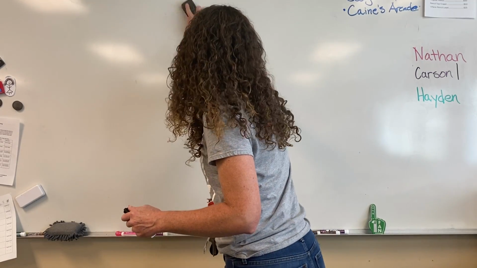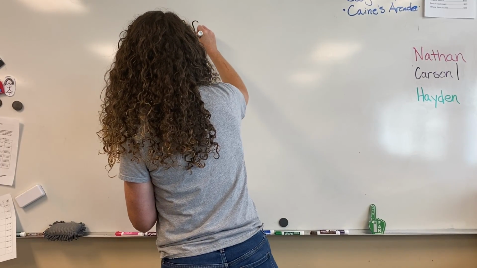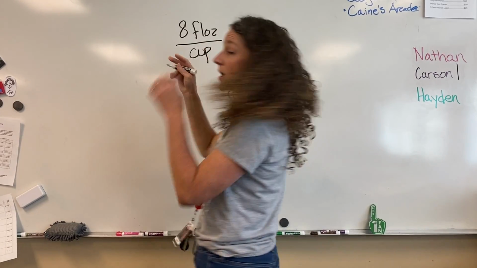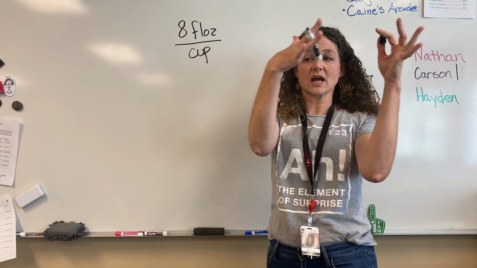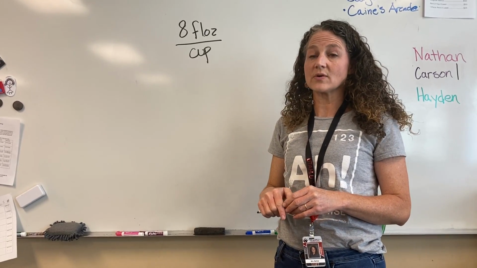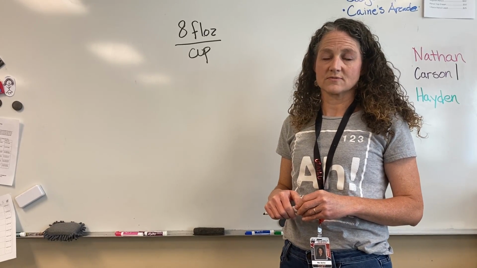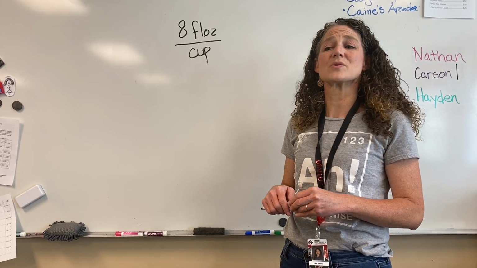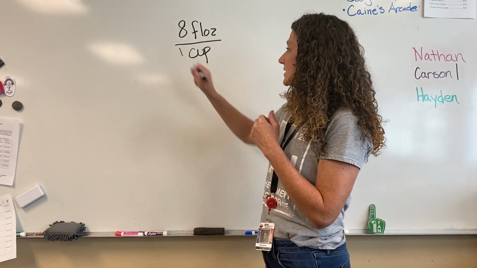There are 8 fluid ounces per cup. Now here's where life gets super confusing. There are ounces of weight and there are fluid ounces. It's a measurement, right? 16 fluid ounces of water is a pound, but 16 fluid ounces of rice is not a pound. What? I know, this is why I wish we would just go metric, but we don't. So here we are. So there's 8 fluid ounces in 1 cup, okay?